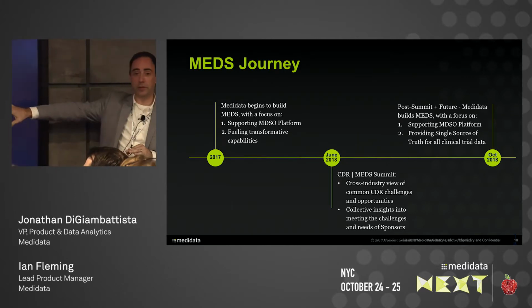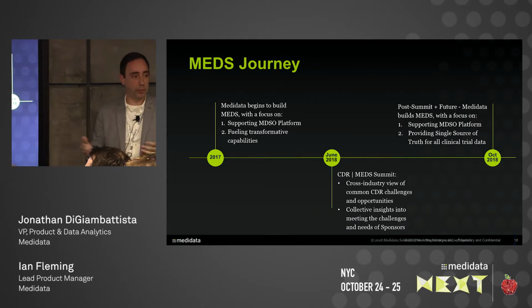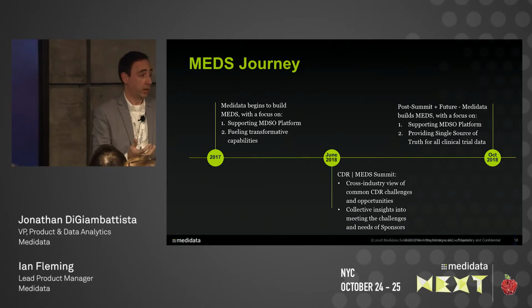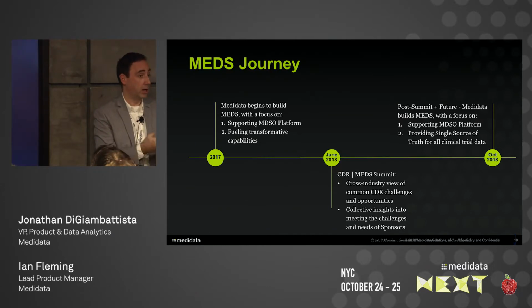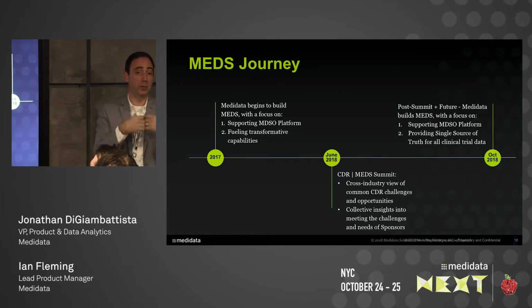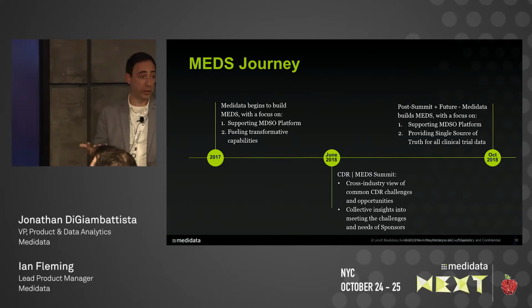But basically, this is saying, going back to last year, we were thinking we're building MEDS for Medidata. We saw some interesting overlap between what the market was asking for CDR purposes. We went off, we had the summit, and now going forward, we're looking at not just having MEDS for powering Medidata, but also how it can fit in with the clinical data repository strategy amongst our clients.